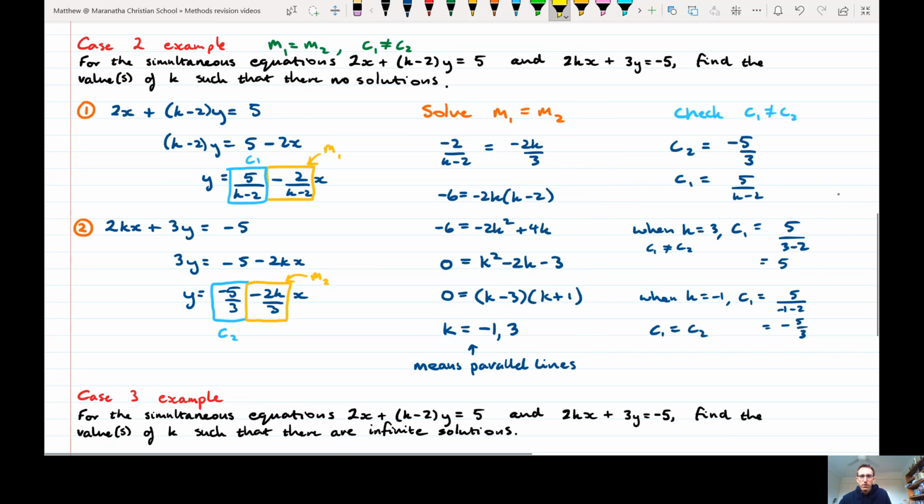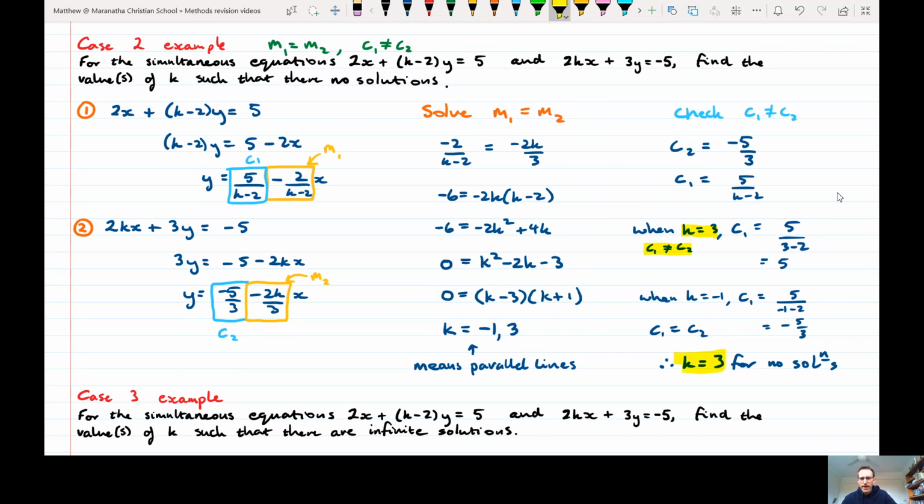Okay, so essentially what we're now saying is this is the only one that we want, because it not only makes the gradients the same, it also means my y-intercepts are different. So therefore, k equals 3 for no solutions. And I'm just going to write that as a shortened version. So k equals 3 is our final result.